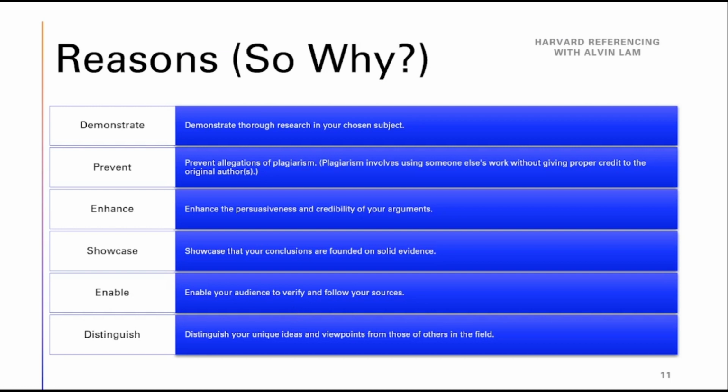So there are various reasons why we need to do Harvard referencing, or referencing for the method. First is to demonstrate thorough research in your chosen subject matter. Second is to prevent allegations of plagiarism, so that you actually show that your work is original. Third, enhance the persuasiveness and credibility of your arguments, right? So you use this previous work to support your arguments.